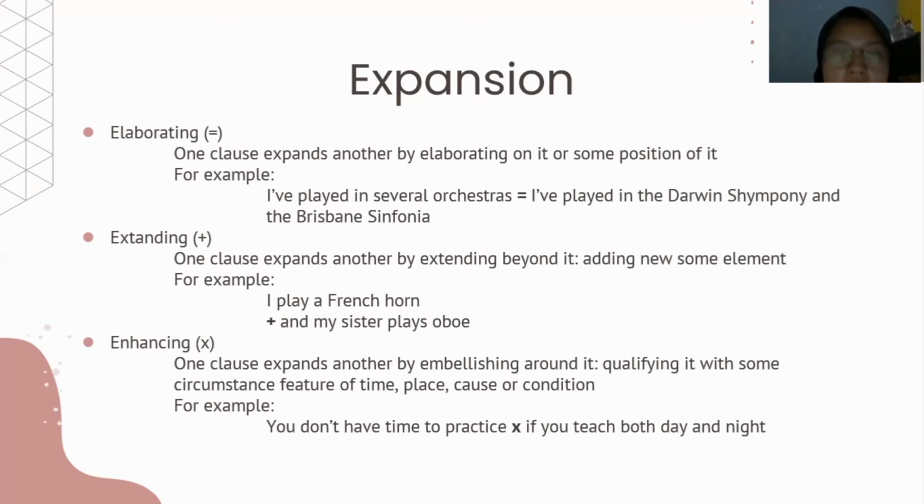For example, I have played in several orchestras, equals, I have played in the Darwin Symphony and the Brisbane Symphony. Second is extending. One clause expands another by extending beyond it, adding some new element. It includes and, but, and or. It is marked with the plus sign. For example, I play the French horn, plus, and my sister plays the oboe.